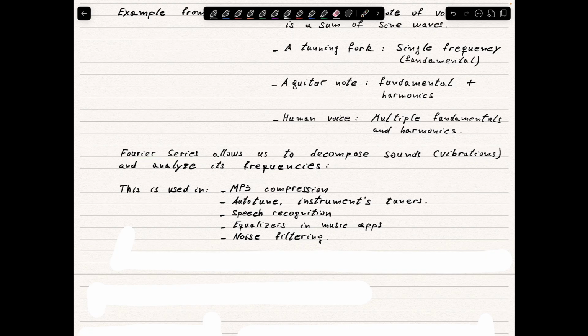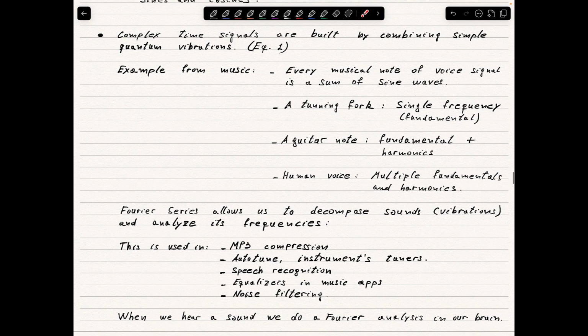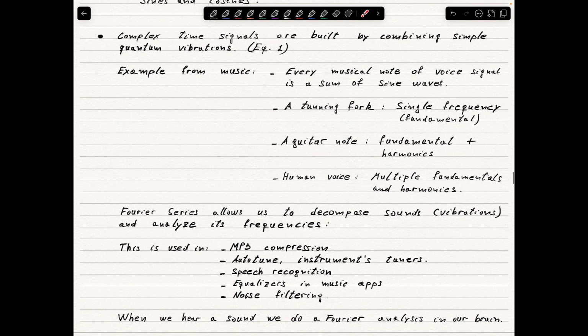One could also say, although it's not proven of course, that when we hear a sound, what we do inside our brains is a Fourier analysis too, because this is the way we understand the different sounds. We can summarize by saying that periodic signals are everywhere, and a powerful way to analyze these periodic signals is with a Fourier series expansion.